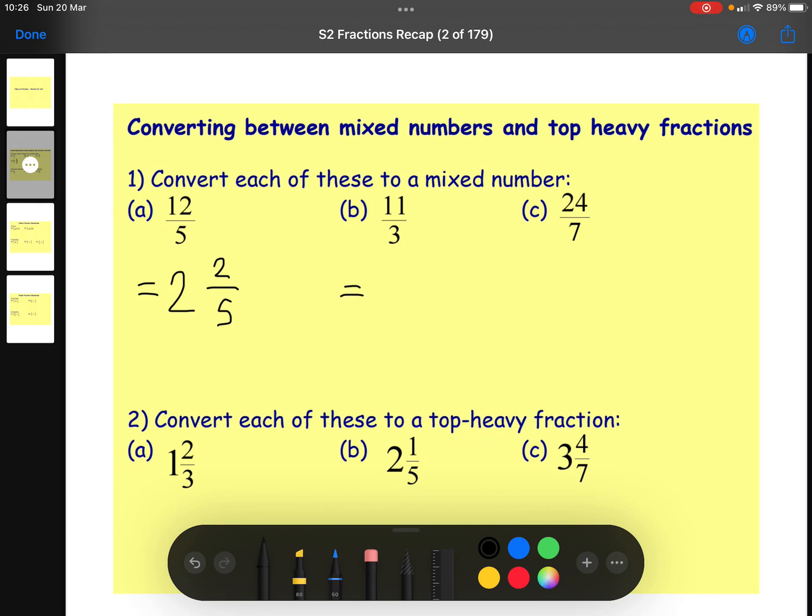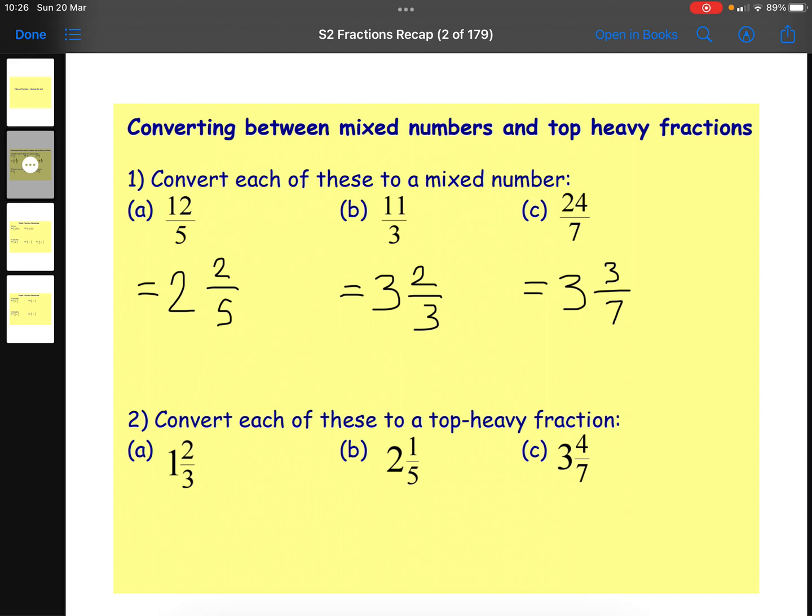For B, 3 goes into 11 3 times. We have a remainder of 2 again for this one, so that's our numerator, and our denominator stays as 3. So 3 and 2/3 for B. 7 goes into 24 3 times, with a remainder of 3, so we put 3 on the top, and we keep our denominator as 7. Okay, so if ever you need to change to a mixed number, that is the process that you will use.